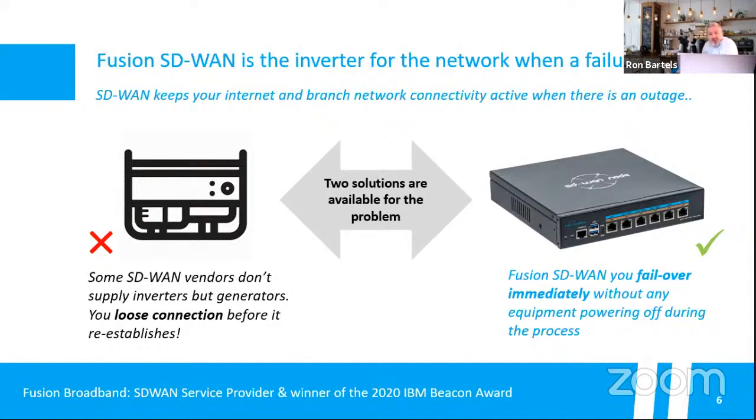Then you get the inverter type solutions. Now, Fusion SD-WAN provides you an inverter type solution, and you fail over immediately. So when there is a link failure, you don't notice it when you're working. It is instantaneous. And if you're working on a transaction, you carry on with that transaction without noticing that you've got any downtime.